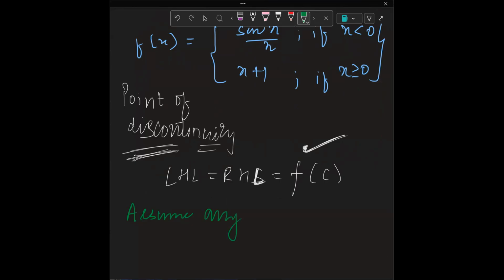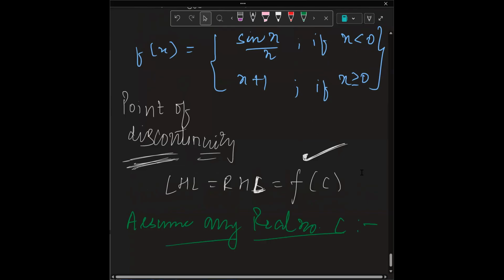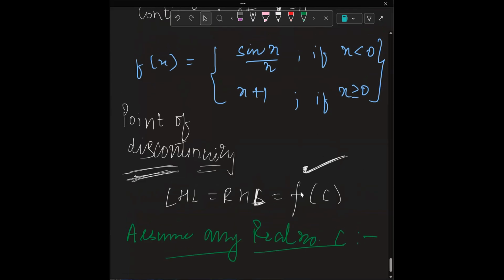Assume any real number c. Let's say you have to check the continuity at this point. So now tell me how you are going to get LHL. See, whenever you have to check about this, then you always have to consider this function.